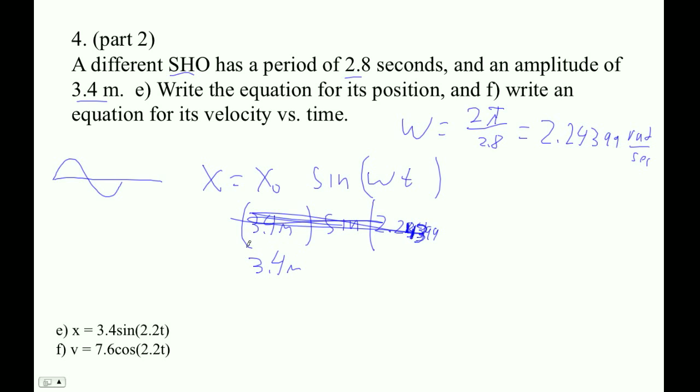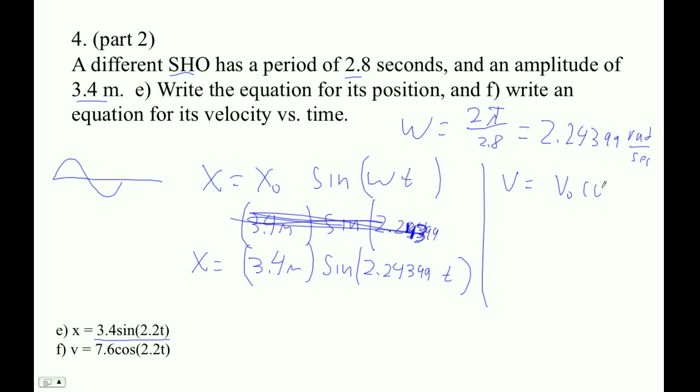3.4 meters sine of 2.24399 times t, right? And that's this guy here. Ta-da. Okay. And then find the equation for its velocity versus time, right? That's our x. Okay, so we've got to find its velocity, which is, of course, going to be v naught cos omega t. So I'm just looking at the formulas in the data packet.